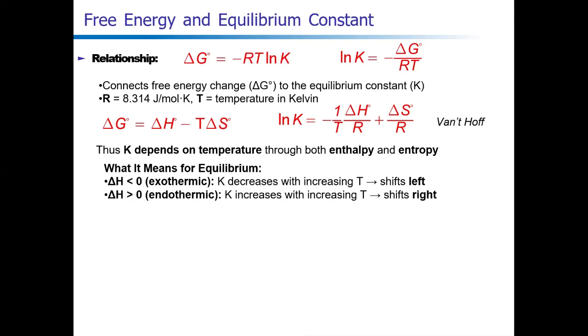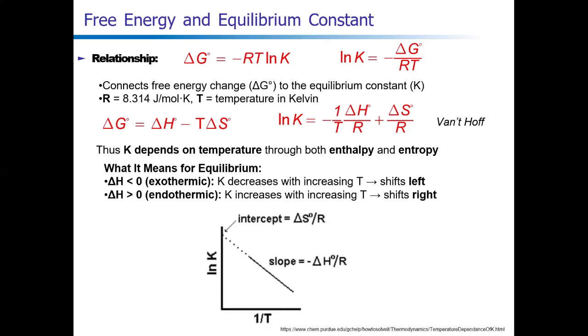On the other hand, if a reaction is endothermic, i.e. delta H is greater than 0, it needs heat to proceed. It's heat hungry, so if you increase the temperature, you're giving the system what it wants, aka more energy, and the system shifts towards the right, aka the products, and K increases.